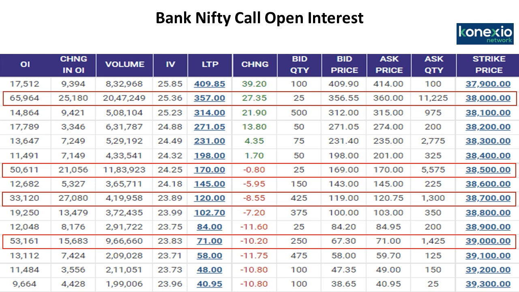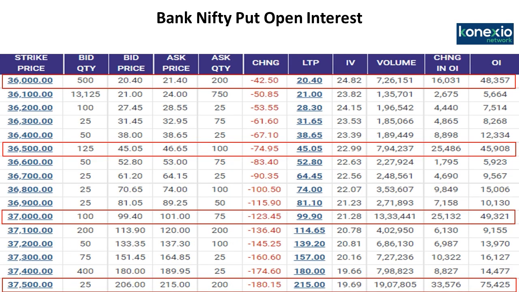Now let us discuss what we have observed in Bank Nifty puts. In Bank Nifty puts, the action was seen in the 37,500 puts, then 37,000, then 36,500, and 36,000 puts. Here also you can clearly see the rise in open interest. Implied volatility is also slightly rising, between 19.69 and 24.82.